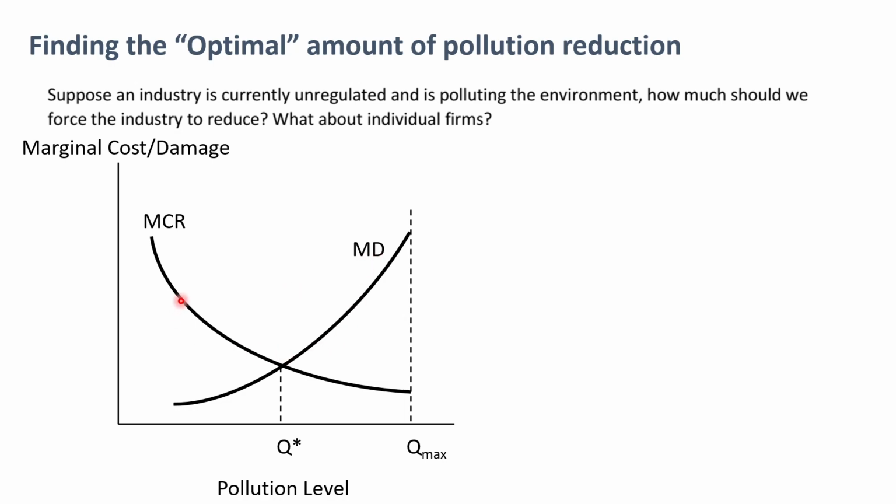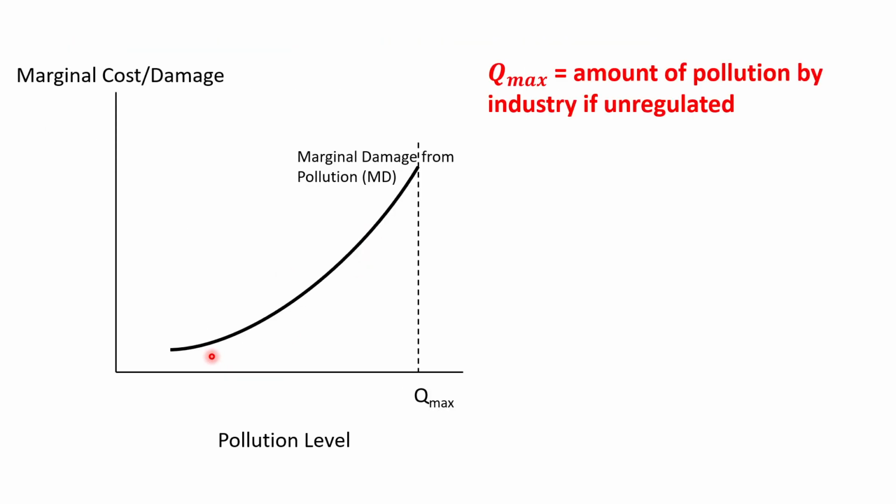Let's build this model up piece by piece. First we'll start with the line on the right here. That is the marginal damage from pollution. So imagine that here, starting from the left is 0 and all the way to the right, this is the pollution level. And Qmax represents the amount of pollution by the industry if unregulated. So with no regulation, this is how much the industry will pollute. Think of it as their profit maximization. There's no reason for the industry to pollute any more than this.